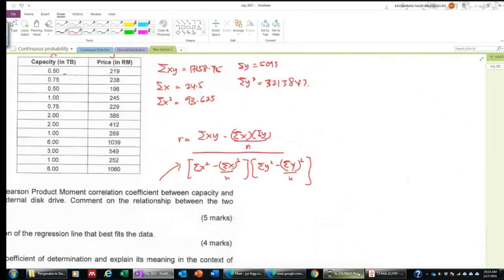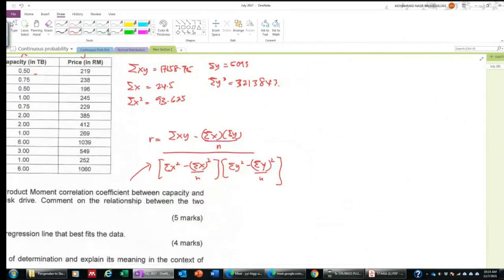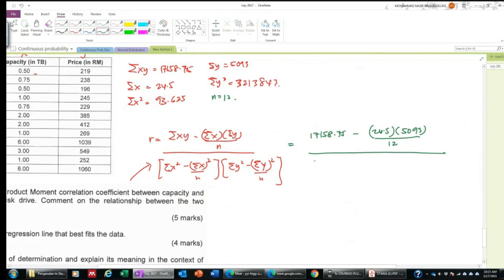just plug the values into the formula. This is 17158.75 minus 24.5 times 5093 divided by n, and n is equal to 12. We already know n equals 12. And input everything underneath. You just plug in the values, right? For the sake of marks, to get the marks.